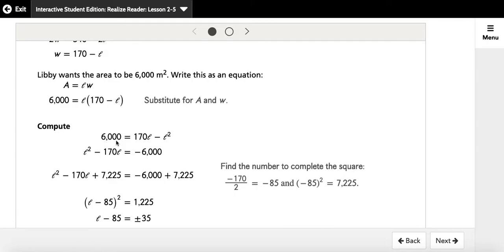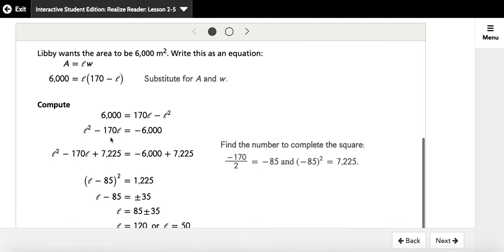And now we're going to solve using completing the square. They flipped it around because they want to have a positive L squared. So positive L squared minus 170L equals negative 6,000. Okay, they just multiplied everything by negative 1. And now we can take half of the 170. Half of 170 is 85. And 85 squared is 7,225. So that's what they've added here to make it a perfect square of L minus 85.